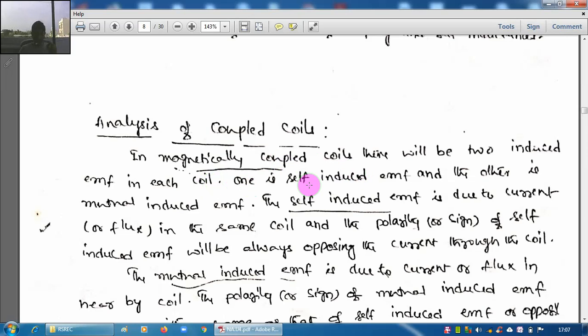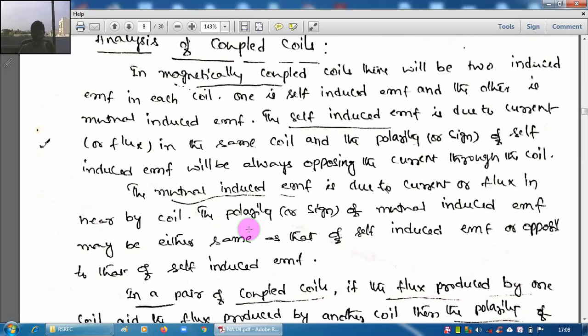One is due to the self-inductance of that coil. That EMF is expressed as L1 di1 by dt. And there will be another EMF in the same coil, that is due to the mutual inductance of the other coil. That EMF can be expressed as M21 di2 by dt. That is because of mutual inductance due to the flux of the other coil. So like that, in each coil there will be more than one EMF.